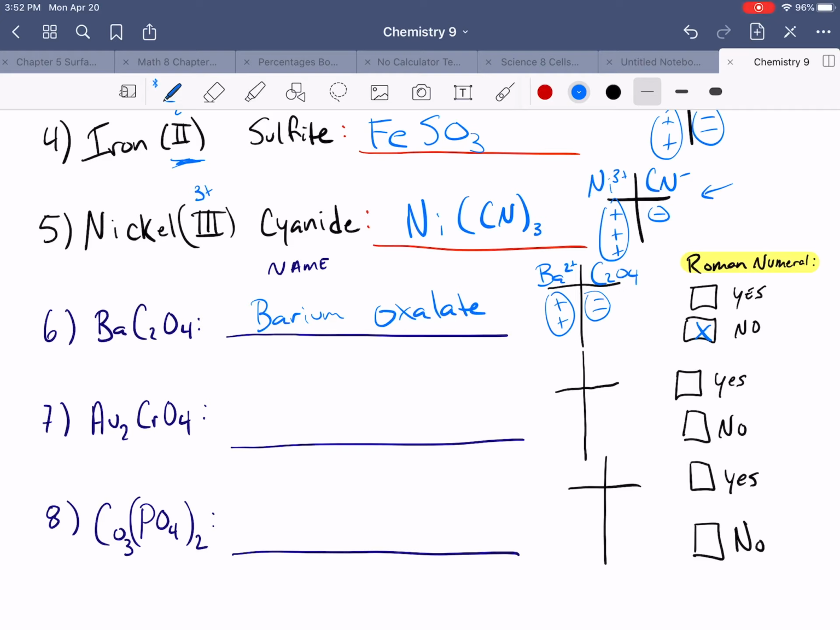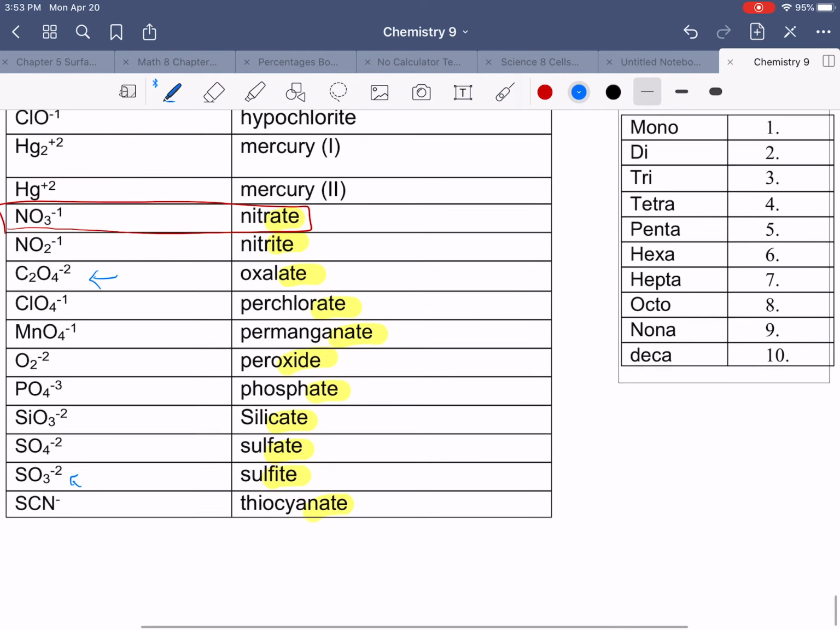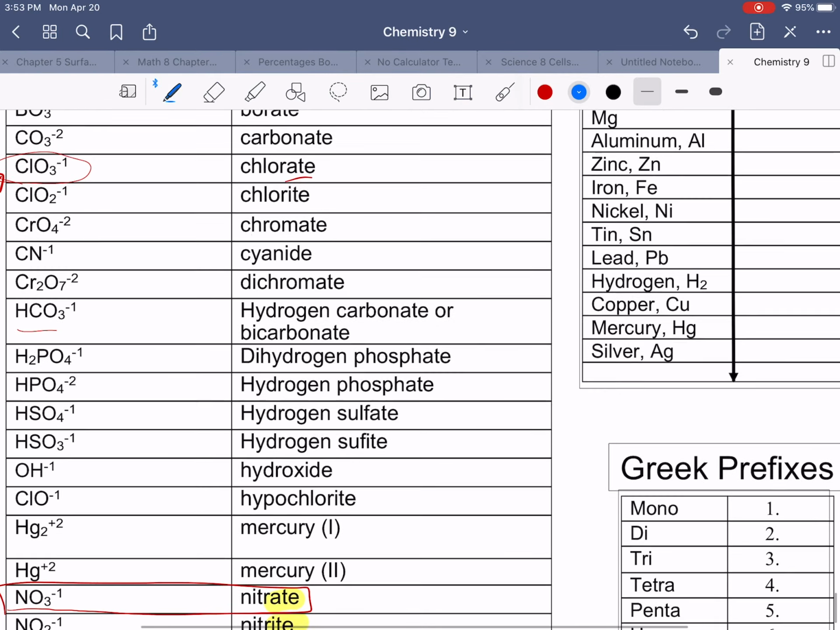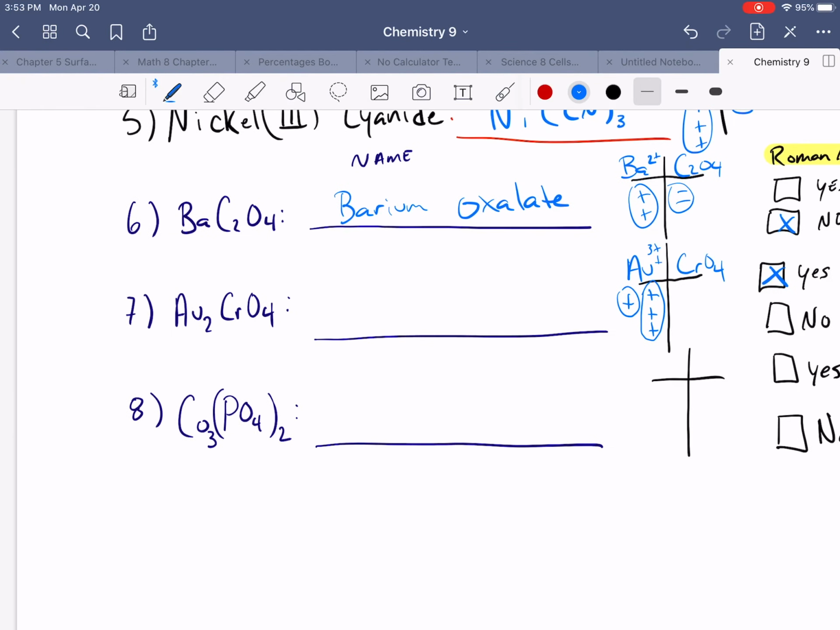Au. So it looks like gold does have 2 forms. So yes, it's going to need a Roman numeral. Okay, gold has 2 forms. The first form is 3 plus, and the second form is just a plus. So we're not sure which one we used yet, but we'll find out in a second. And we paired it with CrO4, I think. Let's go look. Maybe I made a typo. Nope. Looks like that's chromate with 2 minus.